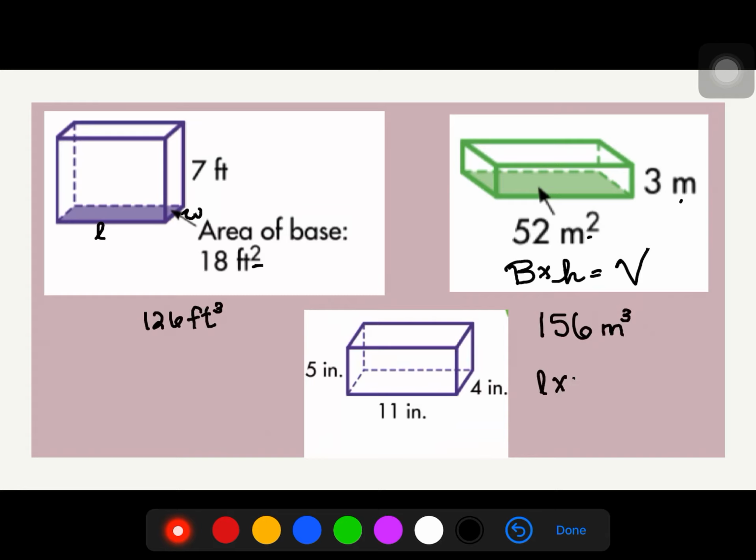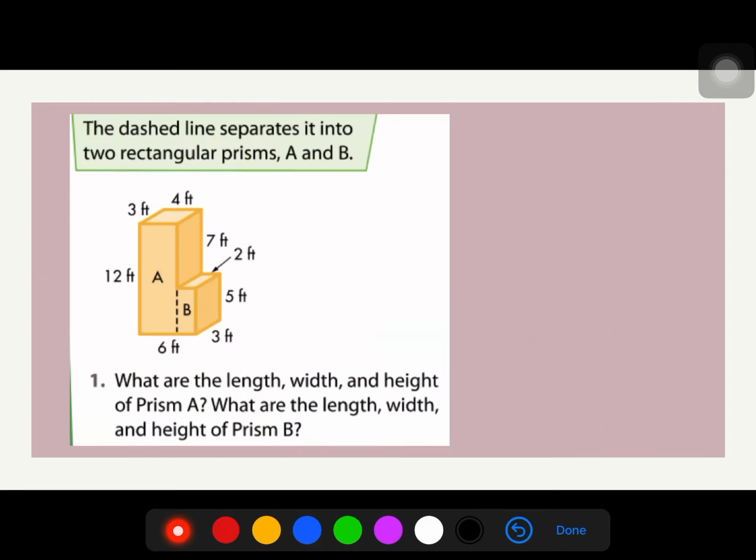Or you could have it the old traditional way. It doesn't matter. And then this way, it is length times width times height. And to me, 11's the length, 4 appears to be the width, 5 appears to be the height. But to solve it, it's a heck of a lot easier for me to say, well, 4 times 5 is 20. And 20 times 11 is 220 inches to the third power, cubed. That's it. That's today's lesson, and that's your practice buddy.